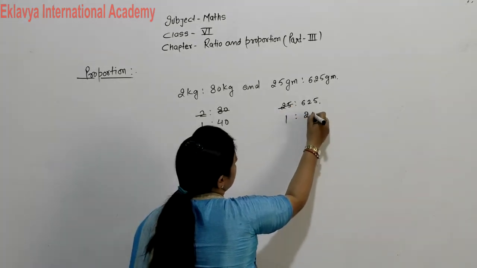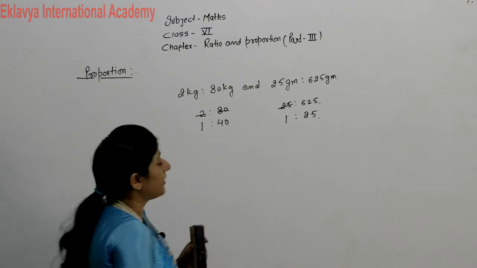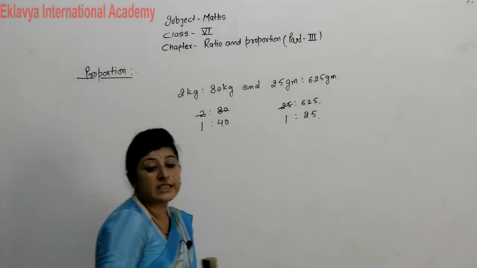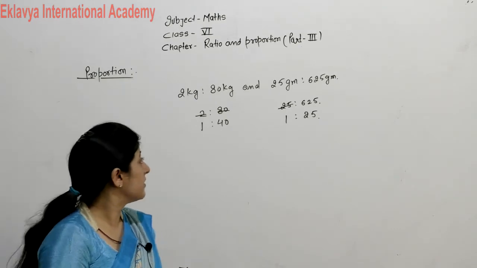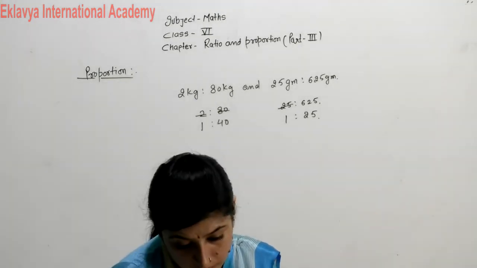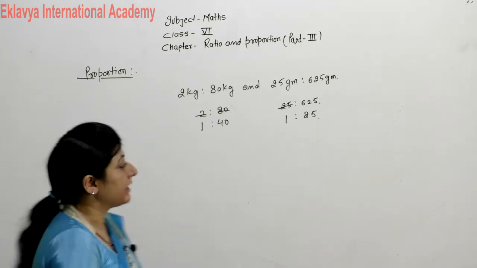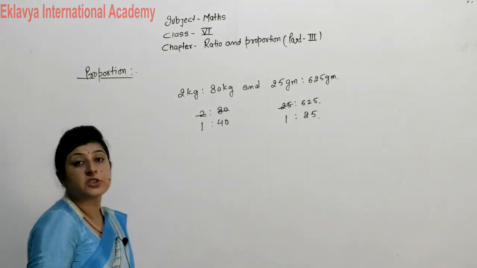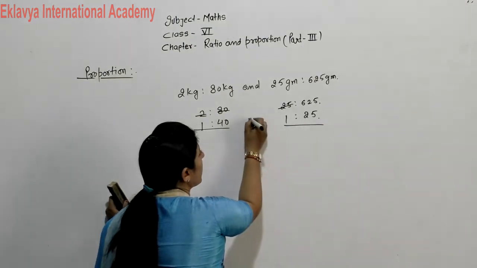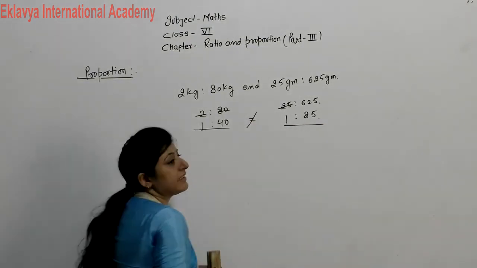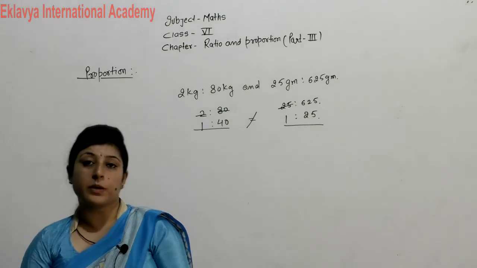1 ratio 25. So are these ratios equal? No, these ratios are not equal. It means these are not in proportion.